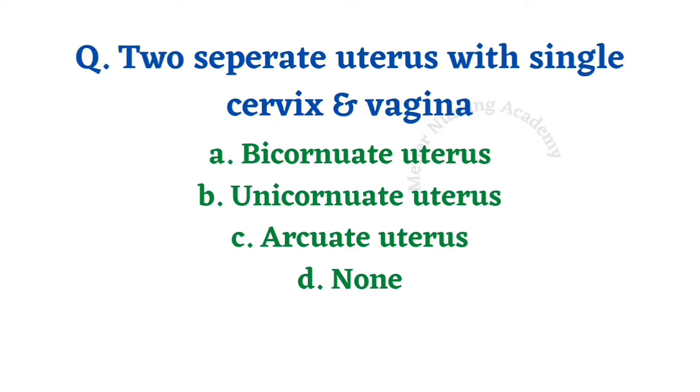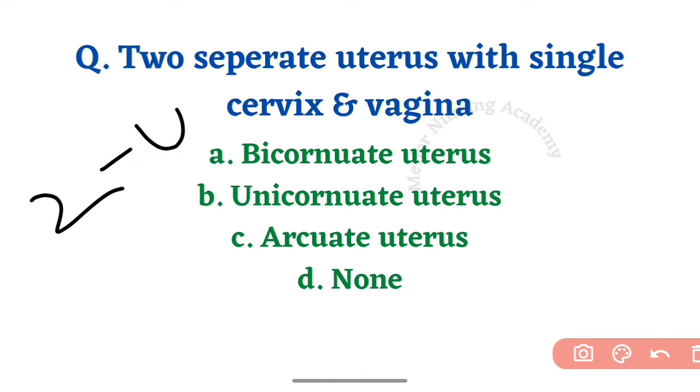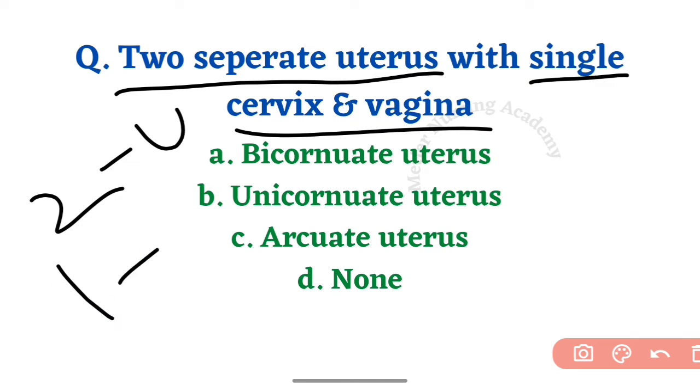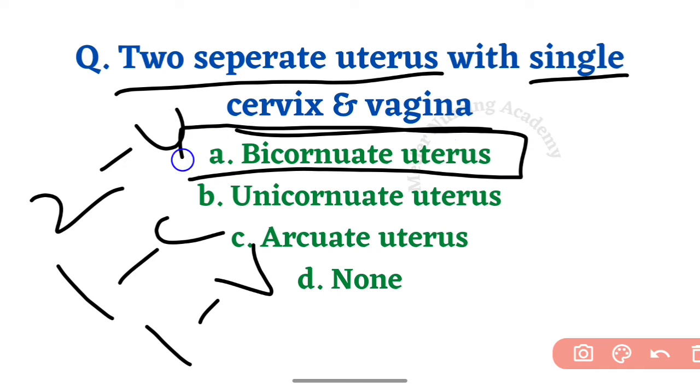Two separate uterus with single cervix and vagina. This condition is called as bicornuate uterus, unicornuate uterus, arcuate uterus, or none. So these are all the 4 options they have given here. You have to understand the question very carefully in order to solve it. They clearly mentioned two separate uterus is present, and single cervix and vagina means one cervix and one vagina. So this condition is called as bicornuate uterus.